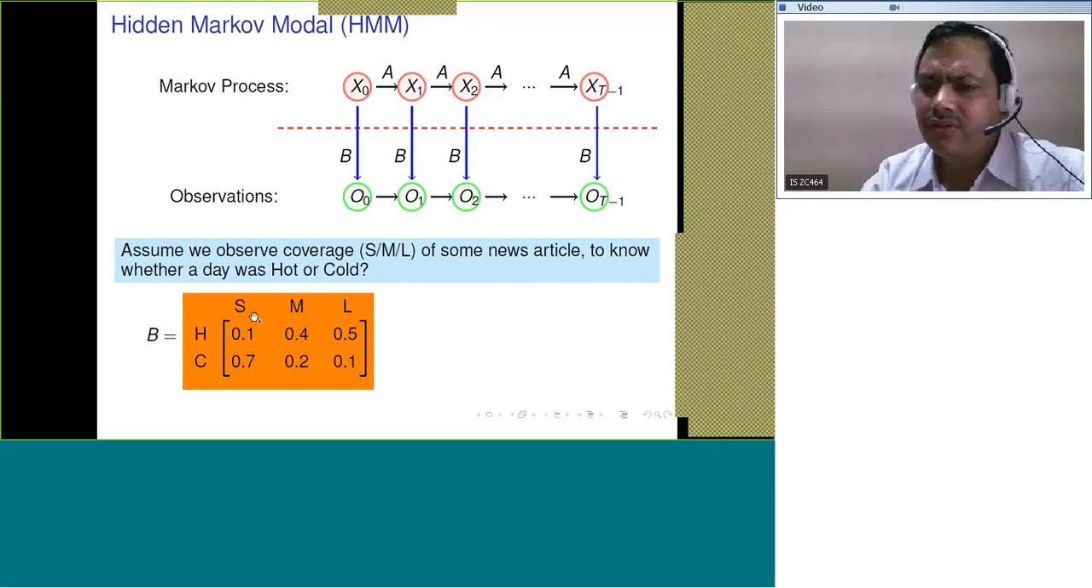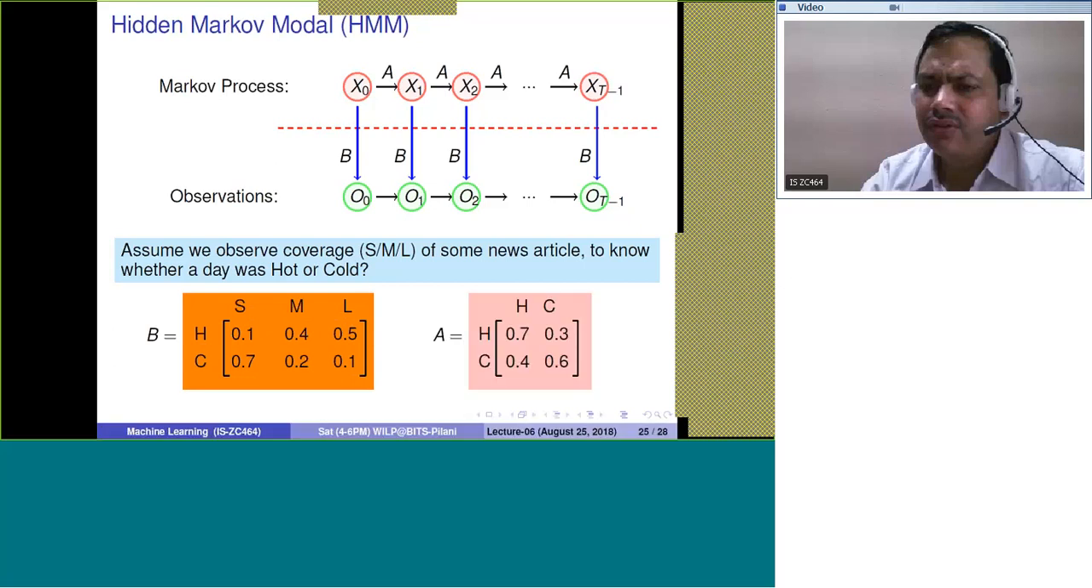On a hot day, the probability that the coverage is small is 0.1. On a hot day, the probability that coverage is medium is 0.4. On a hot day, the probability that coverage is large is 0.5. On a cold day, the probability that coverage is small is 0.7. Coverage is medium is 0.2. I just put all these values randomly, so don't care about what the values are. Just familiarize yourself with what they mean. On a cold day, the probability that it would be a large coverage is 0.1.